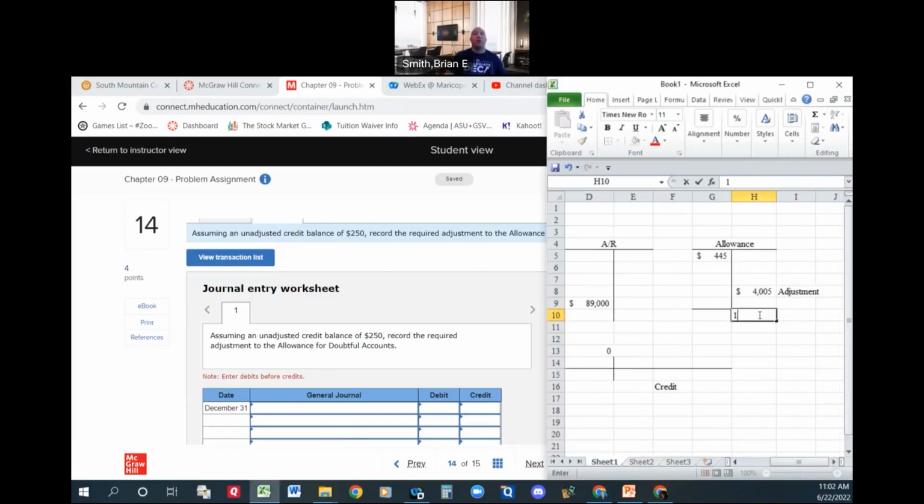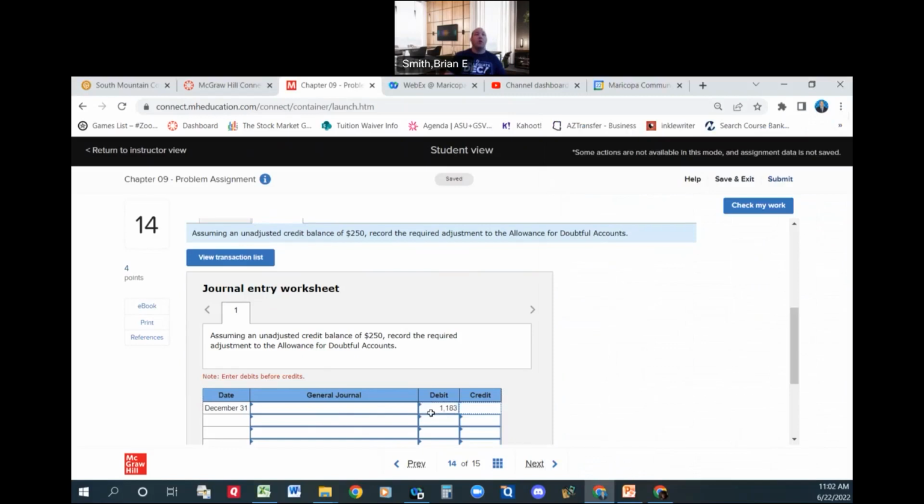So we're gonna go 1433, and then we're gonna go 250. This is where you can use this model on almost everything, and you just boom, there's your adjustment. You need $1,183 to make this adjustment. We're already on the credit side at 250, and we just need to get to 1,433. So we're gonna need an adjustment of 1,183. Bad debts expense, allowance for doubtful accounts, and let's check our work.